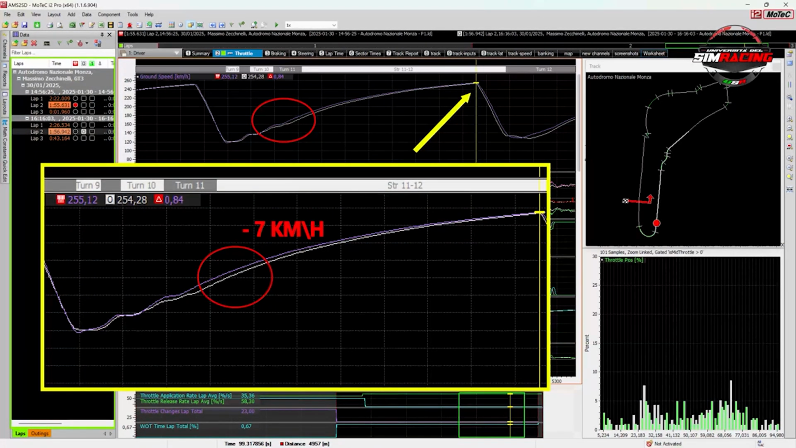In the acceleration zone leading to Parabolica, however, a driver error during the low-pressure setup lap resulted in a massive 7 kilometers per hour difference. Interestingly, the high-pressure setup managed to recover almost the entire gap in terms of top speed, but it's hard to determine how much of that was actually due to the reduced contact patch.